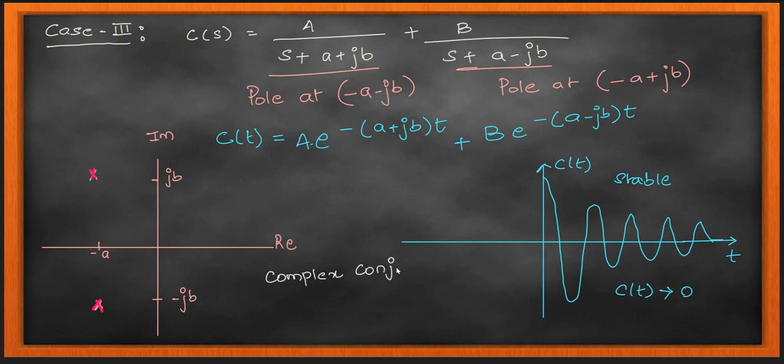So which means on the right side is where your instability lies, and on the left side you are talking about a stable system. So that is as simple as it gets, right? So now let's see case 4, which is contrary to case 3.